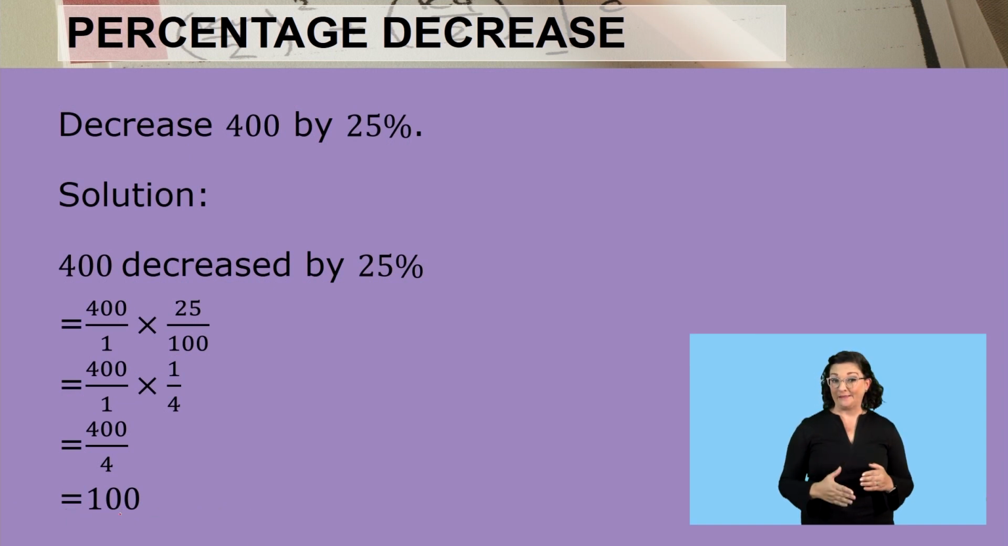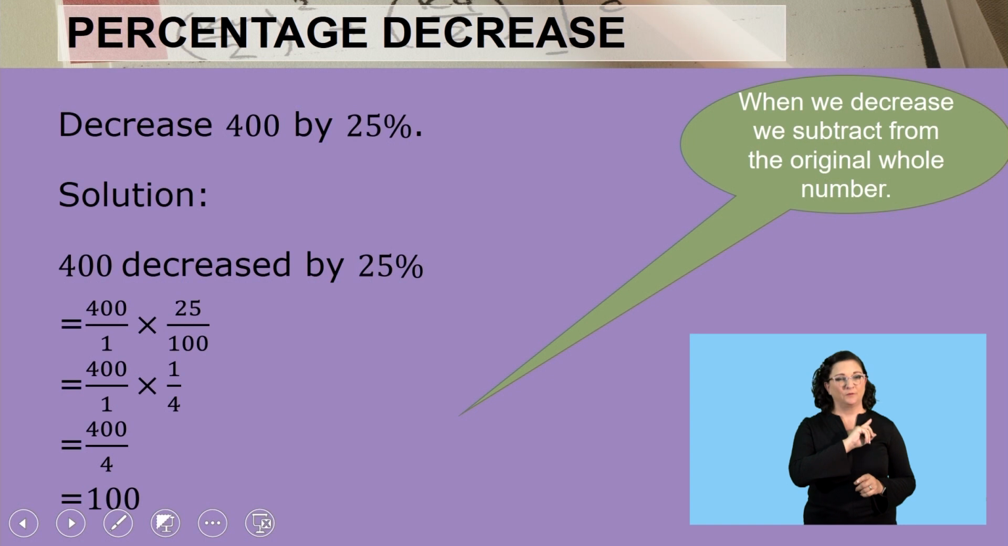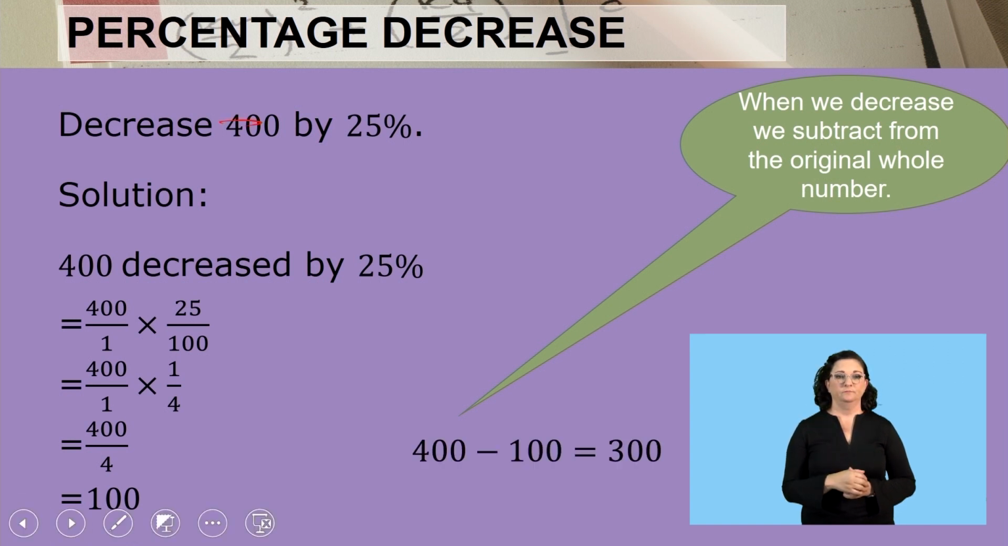But this is not the end. This is just 25% of 400. Now, we must remember that we should subtract this 25% from the original. Now, when you do that, you get 400 minus 100, and it gives you, yes, 300. And let's move to the next example.